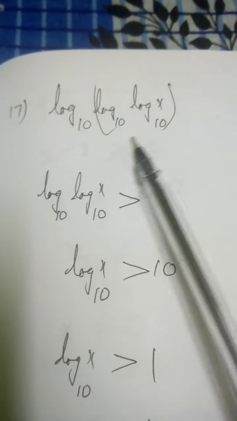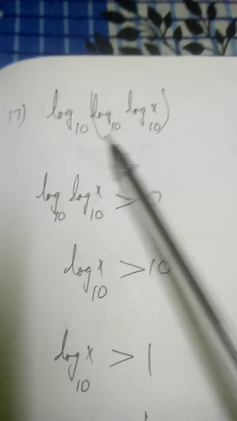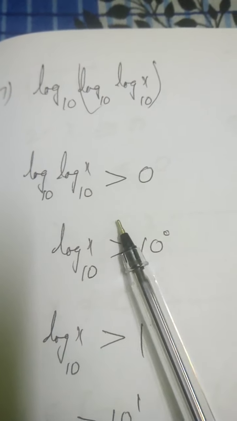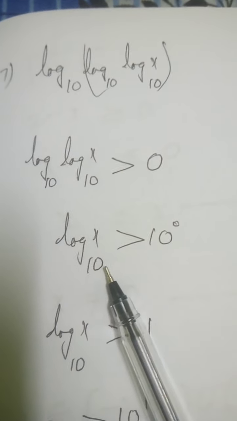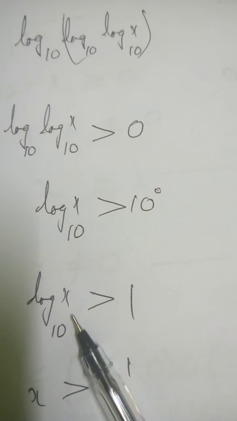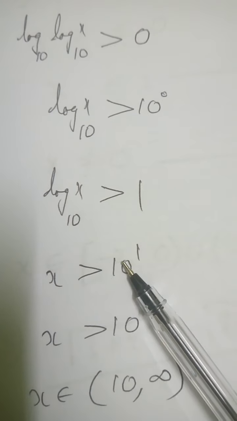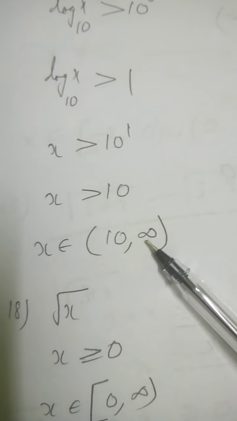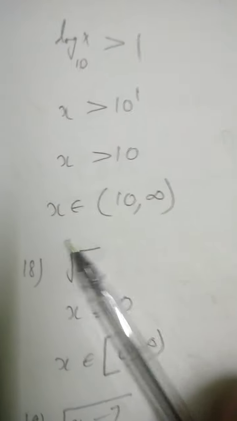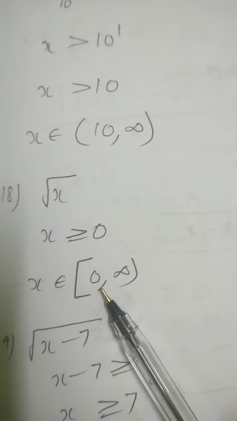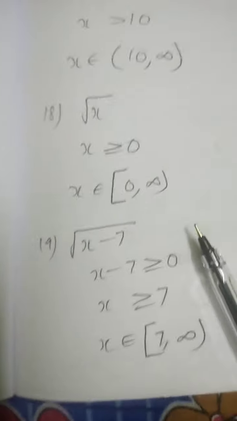Log 10 log x to the base 10. So this part should be greater than 0. So log 10 log x to the base 10 greater than 0. So log x to the base 10 is greater than 10 power 0, or log x to the base 10 is greater than 1, or x is greater than 10 power 1. So x greater than 10 means x belongs to 10 comma infinity. Root x means x is greater than or equal to 0. So x belongs to 0 comma infinity.